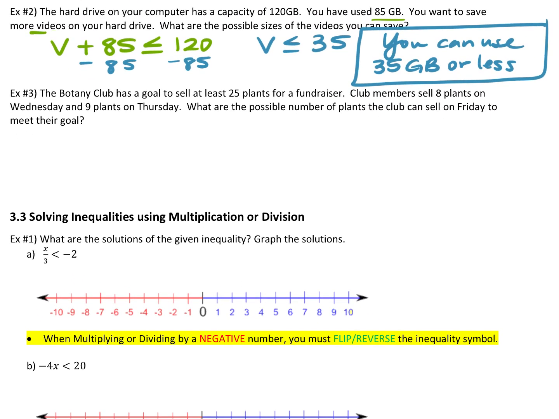All right, last one. Anyone know what the botany club is? What do they study? Plants, botany. The botany club has a goal to sell at least, okay, here's your key word, at least 25 plants for a fundraiser. Club members sell 8 plants on Wednesday, 9 plants on Thursday. What are the possible number of plants the club can sell on Friday to meet their goal? We should say to meet or exceed their goal. How could you set up an inequality from that?